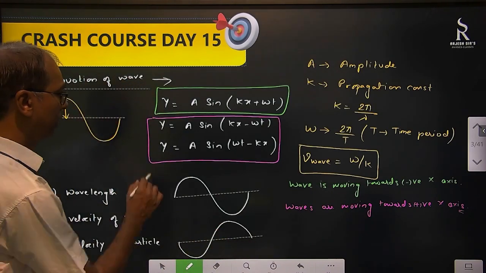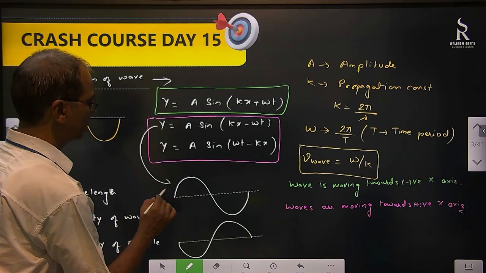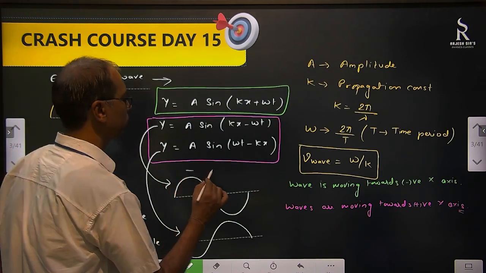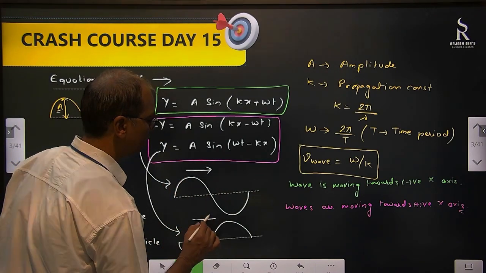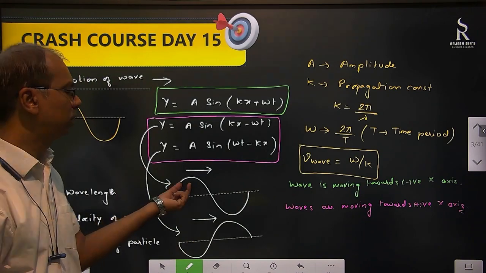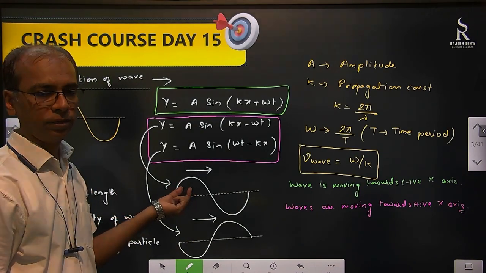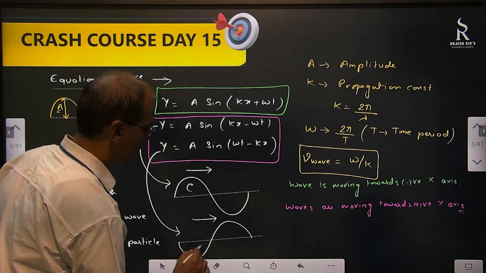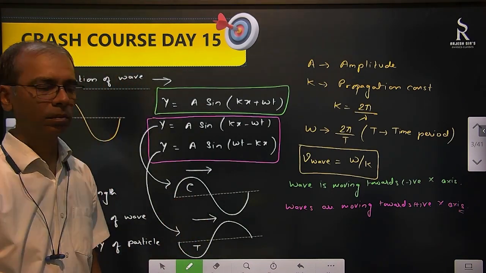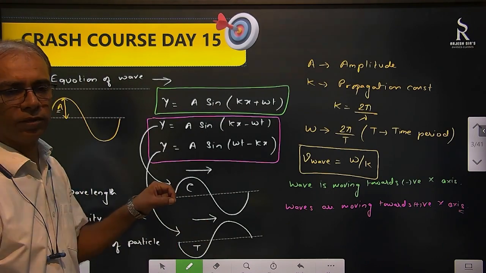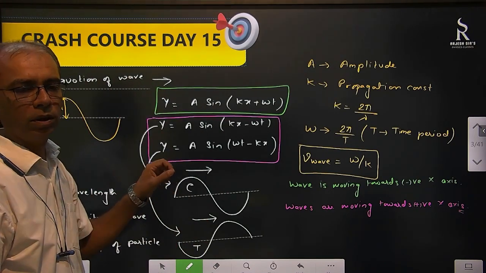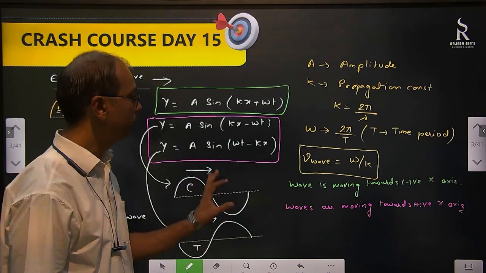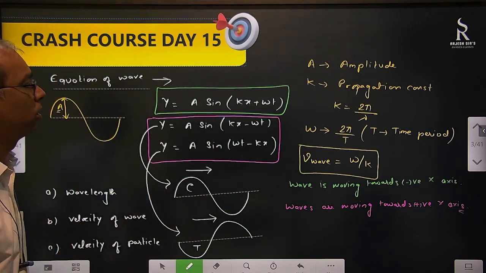That is the difference between sin(kx - ωt) and sin(ωt - kx), nothing else. This is also going towards the positive x-axis, this is also going towards the positive x-axis. This starts from the crest, whereas this starts from the trough. Similar waves. That means at first your hand goes up, and in the second one your hand goes down first. Okay, that is the meaning of this. So this is how we are going to show the equation of waves.